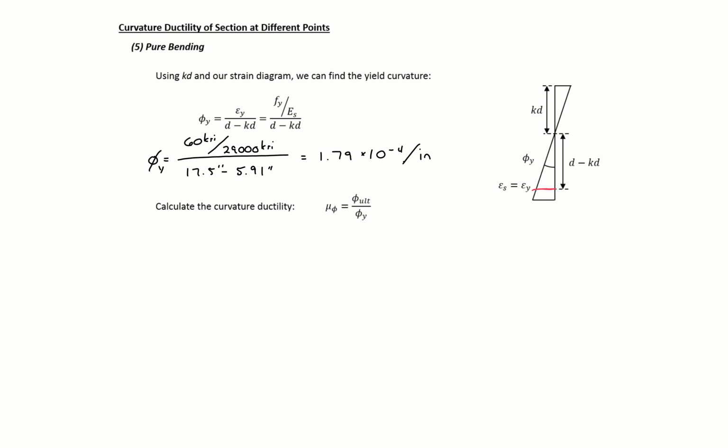Then we can calculate our curvature ductility just by taking our ultimate curvature, 9.04 times 10 to the negative 4th radians per inch, divided by our yield curvature, 1.79 times 10 to the negative 4th radians per inch, to give us our curvature ductility of 5.05 at this point. So we'll plot this point for our final curvature ductility plot.